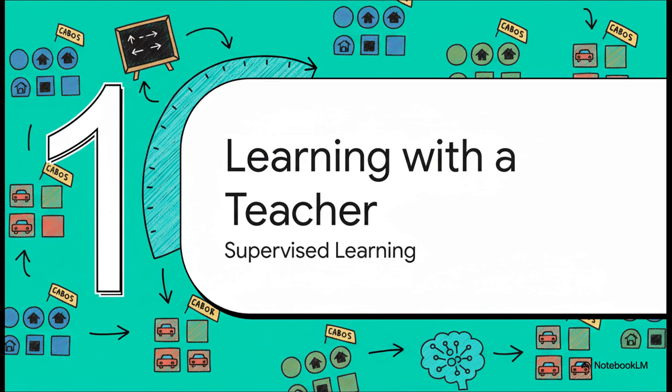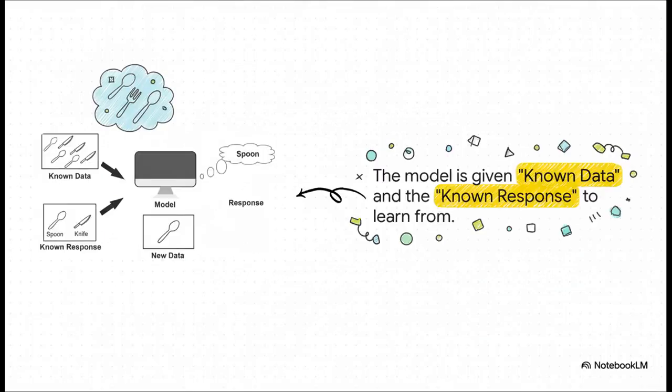Seriously, the best way to think about this is like a student cramming for a test with a textbook and, crucially, the answer key right in the back. So it all kicks off with really good, high-quality labeled data. And that word labeled is everything here. It means for every single piece of info we give the machine, say a picture of a utensil, we also give it the correct answer. We're literally telling it, hey, this is a spoon and this is a knife.